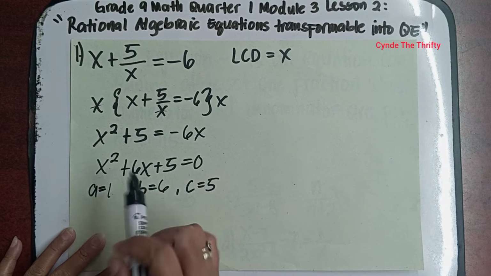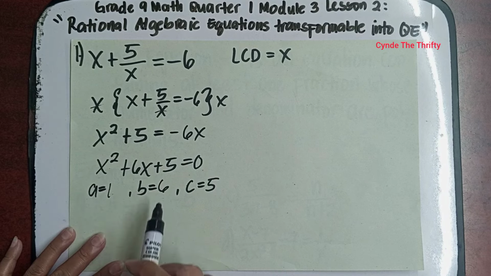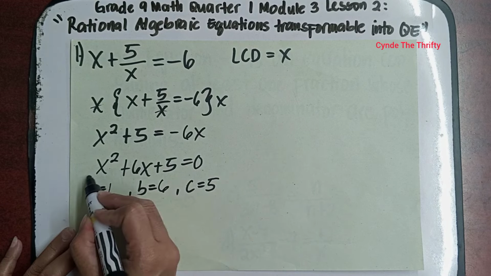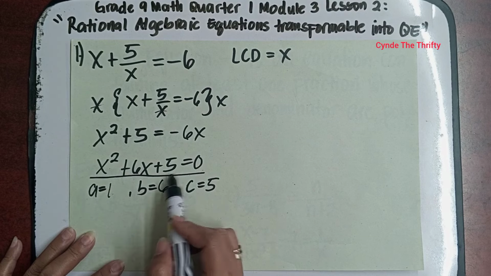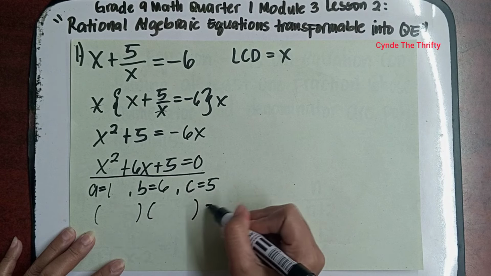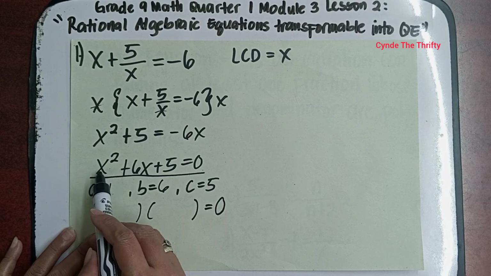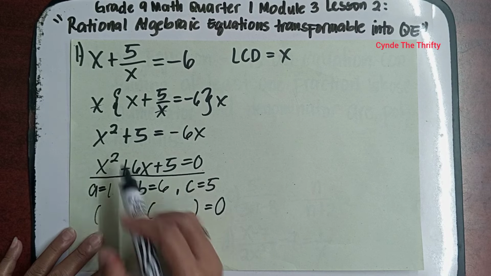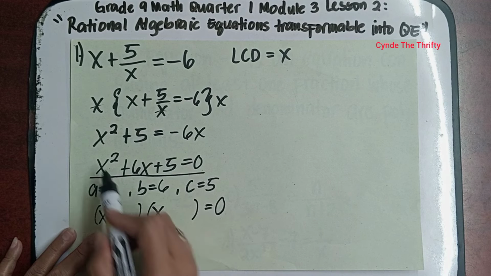So, ngayon, hahanapin natin ang roots or ang solution sa ating quadratic equation by factoring. Okay, so factoring ang gagamitin natin. So, i-factor natin ang ating equation na x squared plus 6x plus 5 is equal to 0. Remember, ang lesson natin about factoring, ang i-factor natin is ang quadratic term at ang constant term. So, si quadratic term, ang factor ni x squared is x times x. Kasi x times x is equal to x squared.